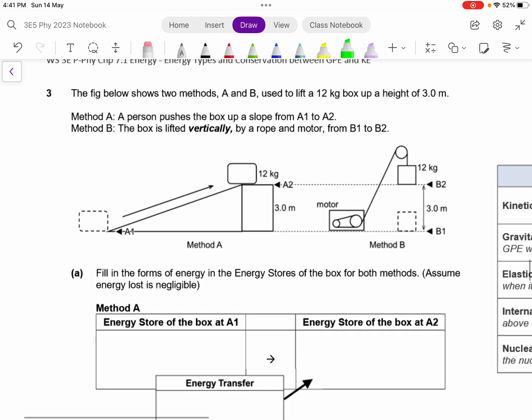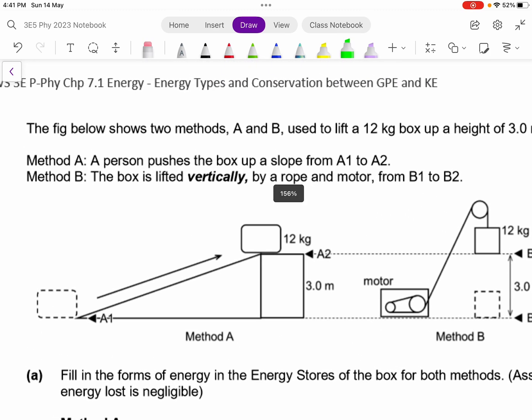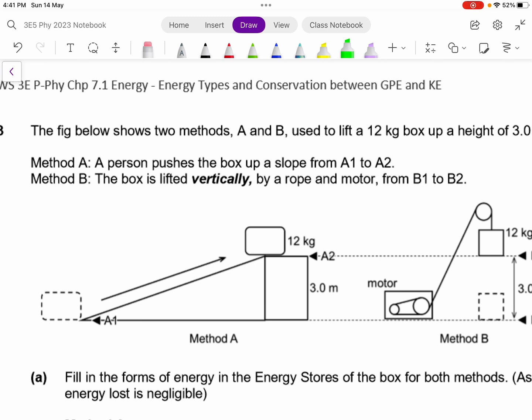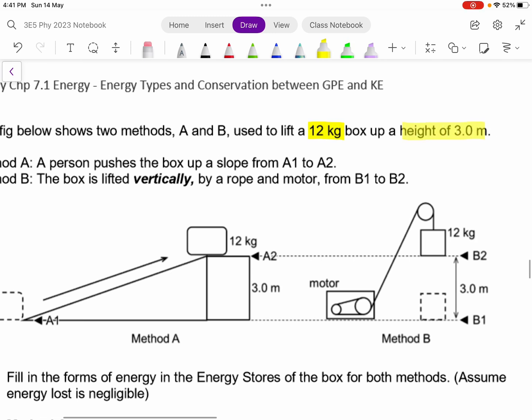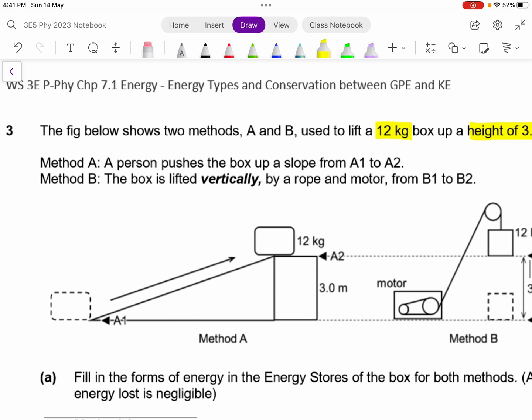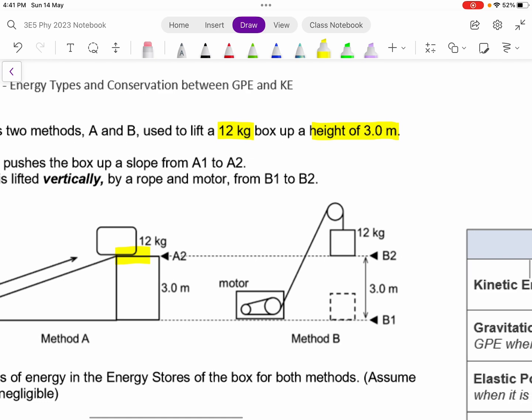So now let's begin our lesson today, and let's try question 3. Okay, so for question 3, you can see that the question is trying to say that we are trying to lift up a 12 kg box by a height of 3 meters. So there are two methods. Either you push the box up the slope from the bottom to the top, or we can lift it up by a motor from here to here.